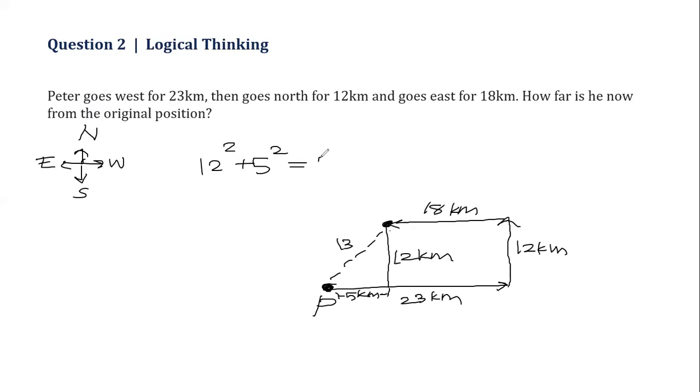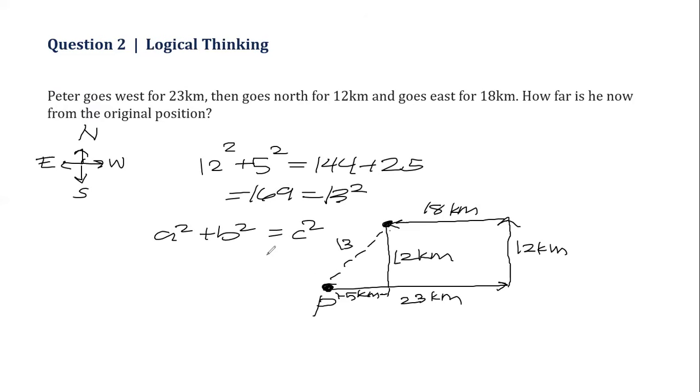So this should give us 144 plus 25, which is equal to 169. If you're familiar with your squares, you would see that 169 is equal to 13 squared, which satisfies the Pythagorean theorem where a squared plus b squared is equal to c squared. So that means that Peter is 13 kilometers from his original position.